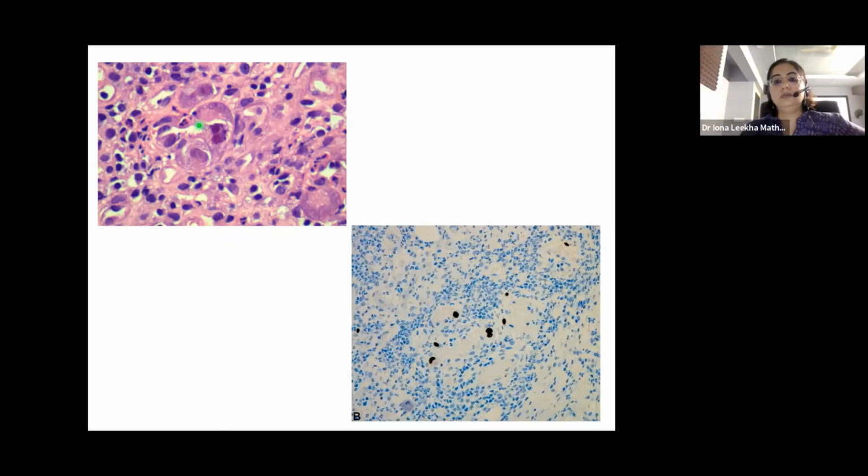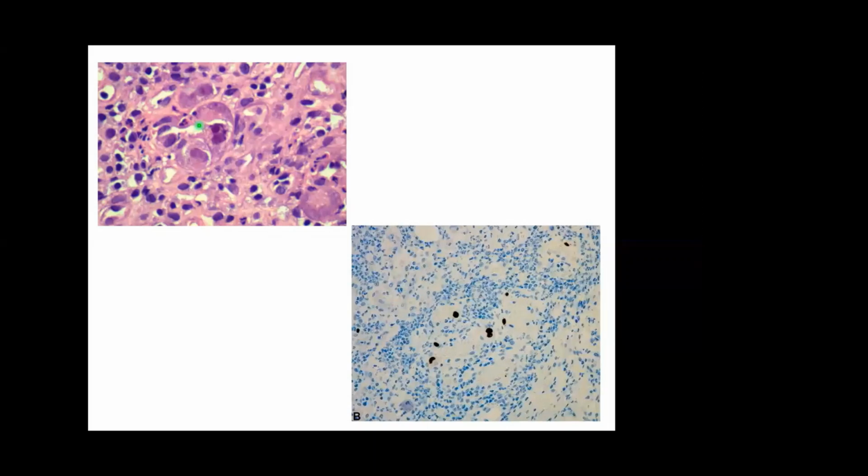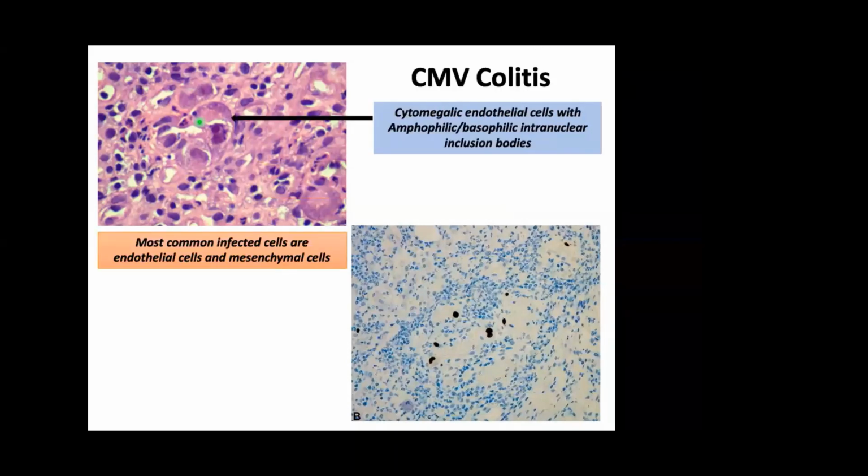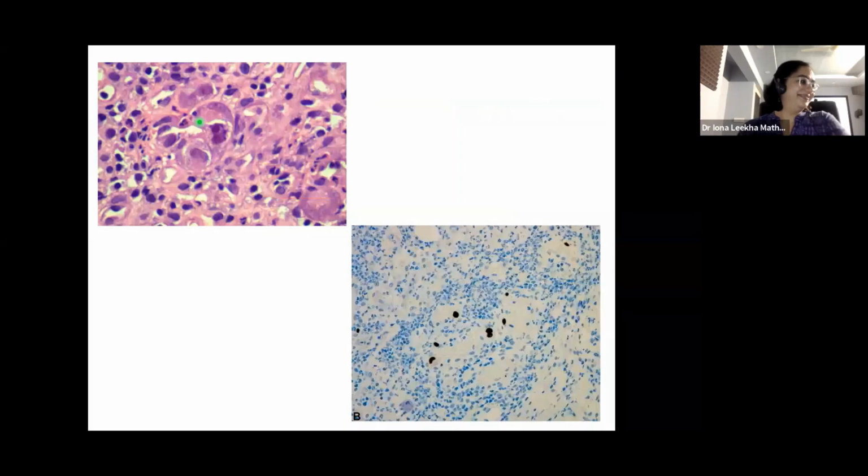Sir, any associated infection? Yes. CMV colitis? Yes. So, CMV colitis. That is one you suspect. So, what do you ask a pathologist? To look for the inclusion bodies. Okay. Do you think these are inclusion bodies? Okay, ma'am.